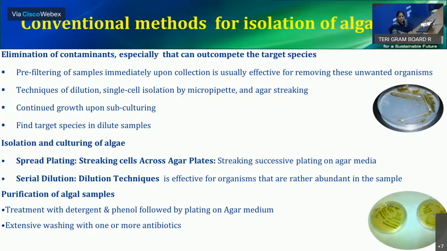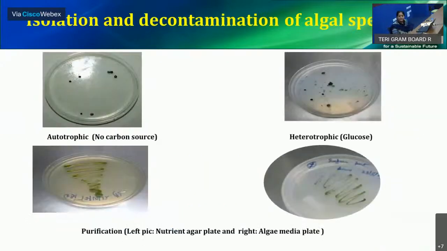So once we have done the purification, these are a few of the pictures which clearly indicate that after we have collected, we have isolated on the specific agar plates. If we look at the left image, it shows the autotrophic cultures, and we are getting the pure colonies of the algal isolate, which contain no carbon source. And on the right hand side, we have the heterotrophic organisms. They are growing in the presence of glucose.